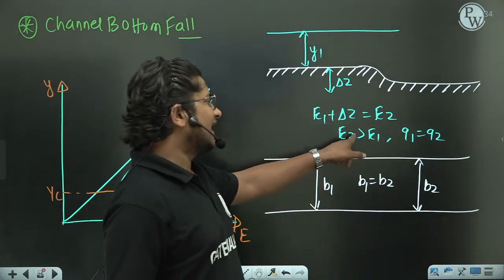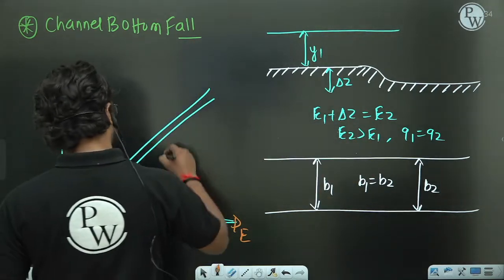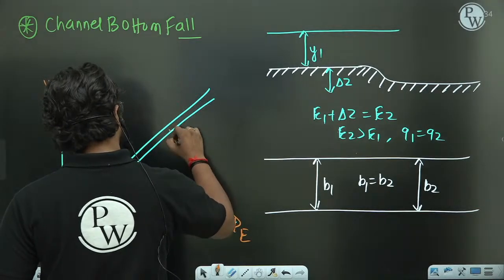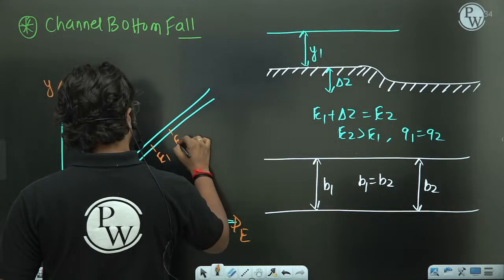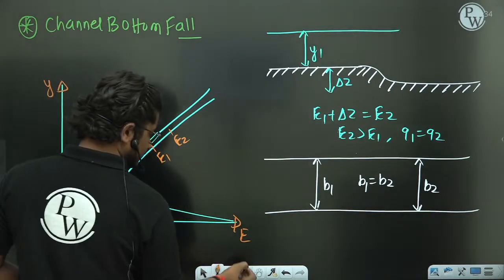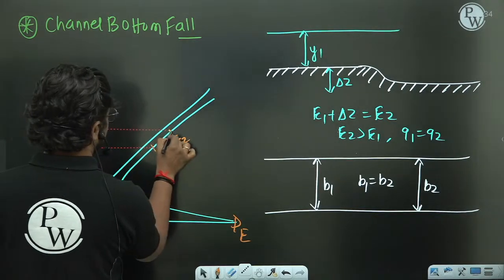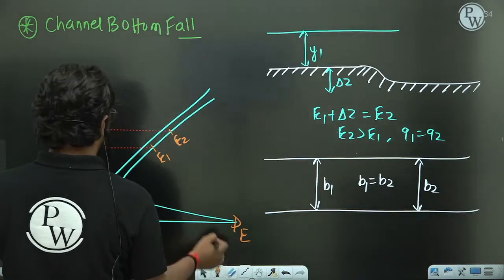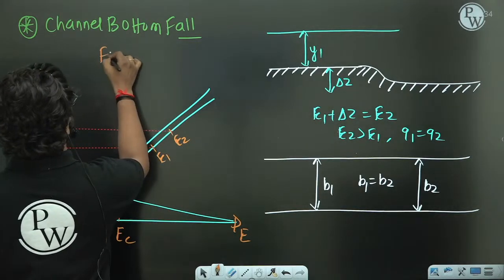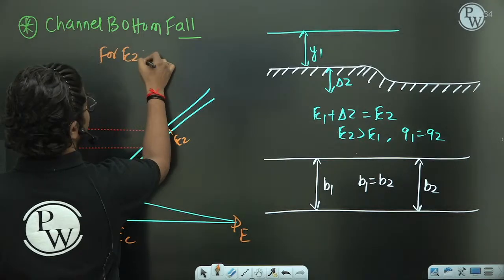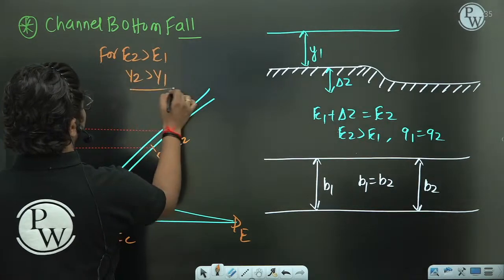Now look, my dear. I need to plot this E2 as well. E2 is more than E1, so E2 will be somewhere here and E1 will be somewhere here. You can see, my dear, for E2 greater than E1, Y2 is more than Y1.